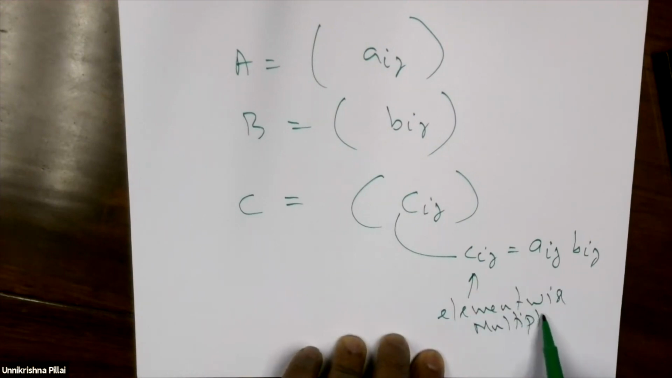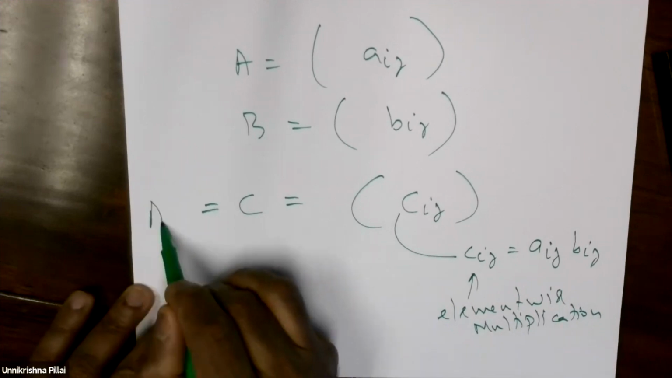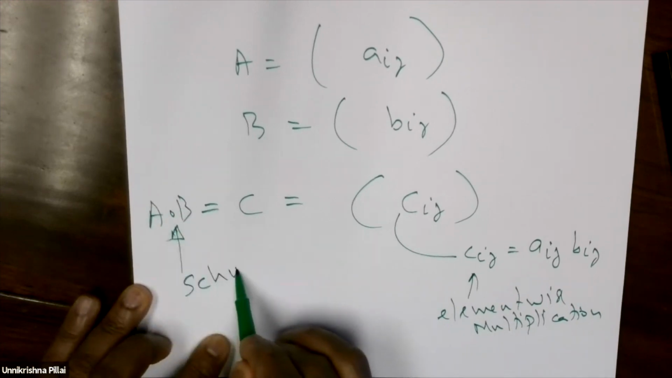So what I'm going to ask you to prove is, or simply look at different books, etc. So you write it this way. This is a special symbol. This is called the Schur product.